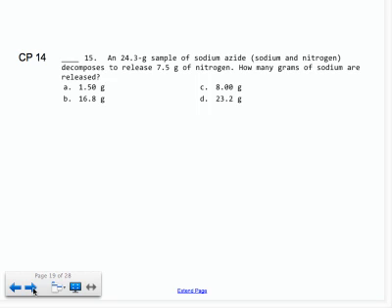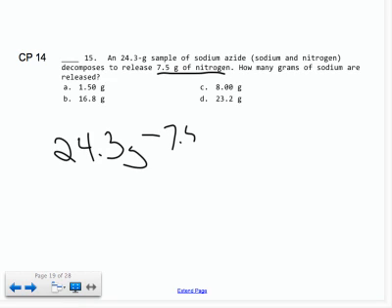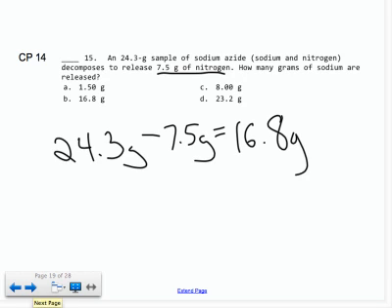A 24.3 gram sample of sodium azide, which is sodium and nitrogen together, decomposes to release 7.5 grams of nitrogen. How many grams of sodium are also released? This has to do with the law of conservation of mass, which says that the two elements combined must add up to the total mass of the sample. So to find this answer, we take 24.3 grams, which is the total, and subtract the 7.5 grams we know was nitrogen, and that comes out to 16.8 grams, which is answer choice B.